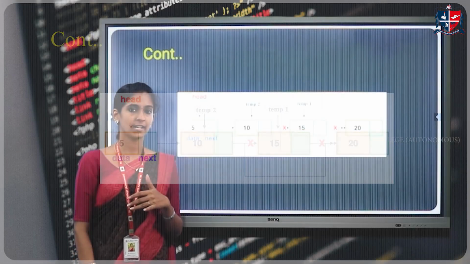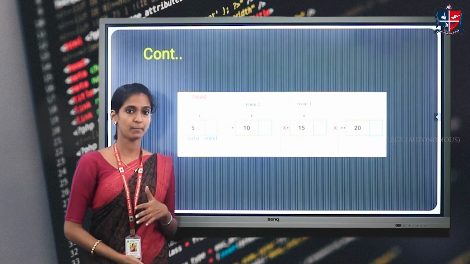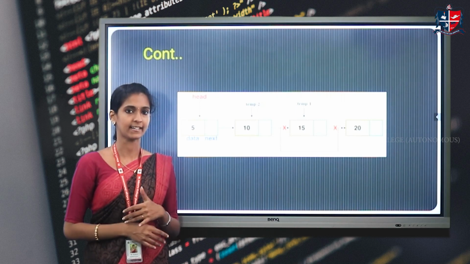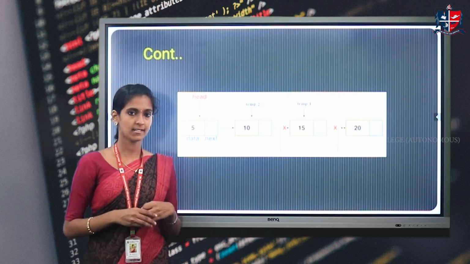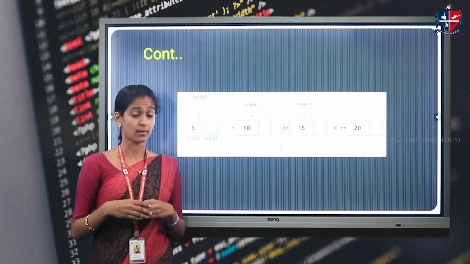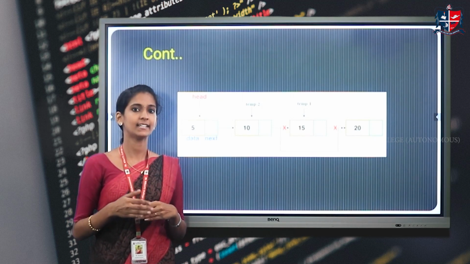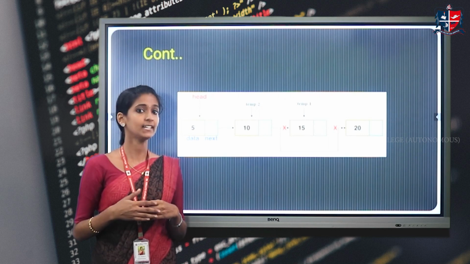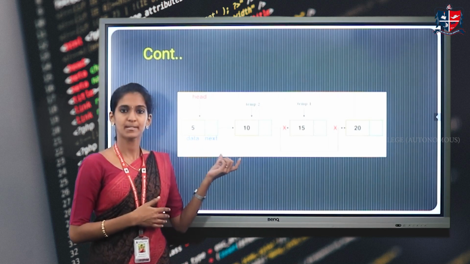By this lecture, I think you understand how the deletion operation can be performed in a singly linked list. Here we discussed the cases: insertion at the beginning, insertion at the end, and also deletion at the end, deletion at the beginning, and deletion at a specific location.